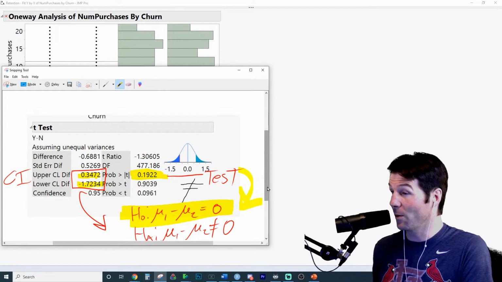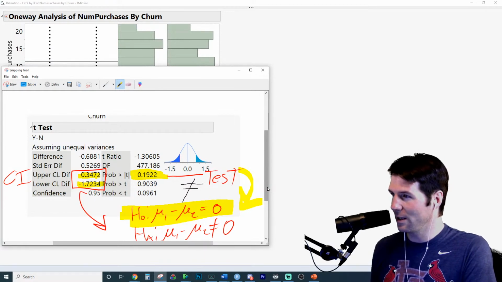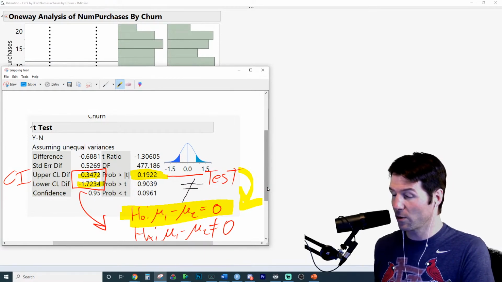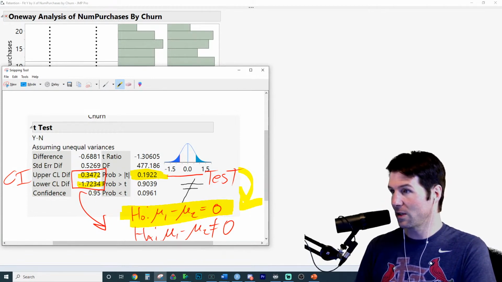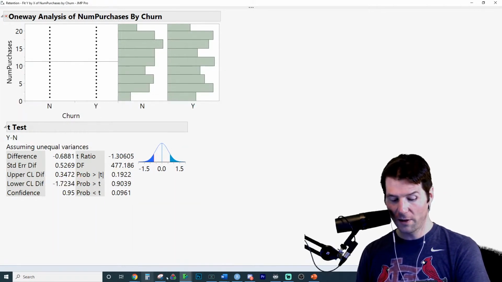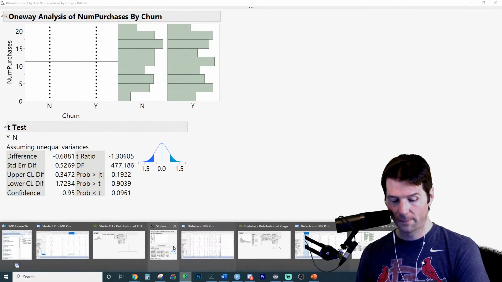The value is 0. So we are saying, do we think there's a 0 difference between the groups? Yeah, I'd say it's possible, because 0 is in the interval and we don't reject 0 as a value. Let's do one that's going to be super obvious.